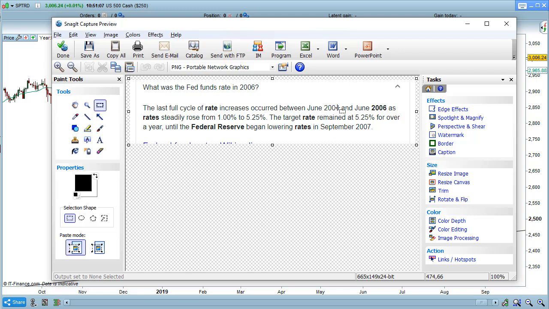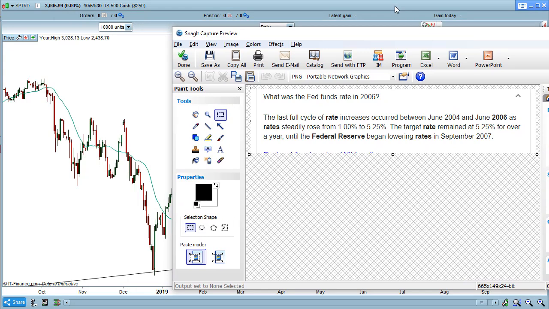As you can see here, from 2004 through July 2006, rates rose from 1 to 5.25. The target rate stayed at 5.25 for over a year until the Federal Reserve began to lower rates in September 2007. So here's the thing: June 2006 was the top in the interest rate, wasn't it? Let's actually have a look.